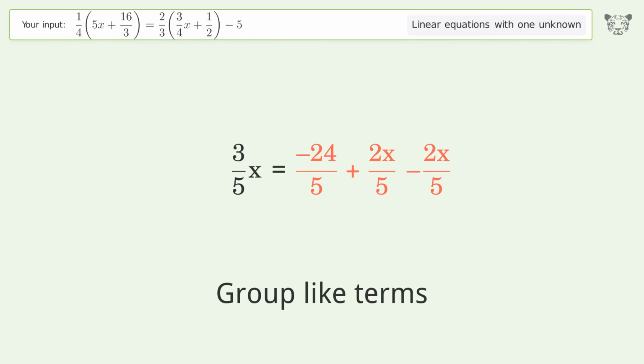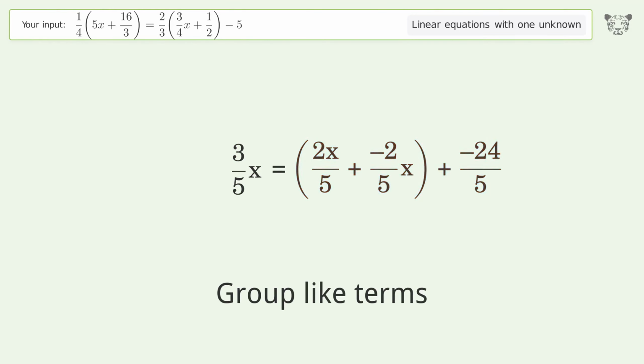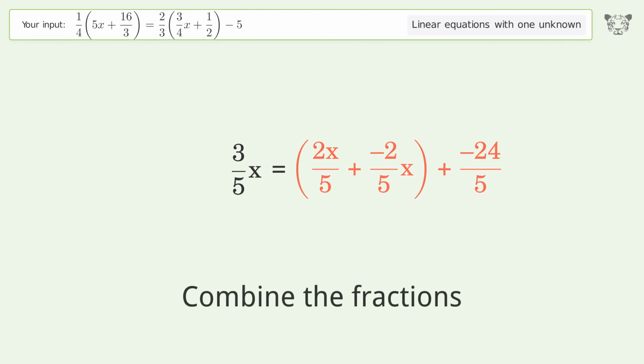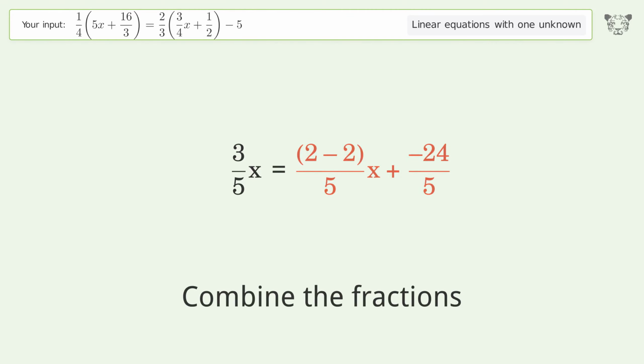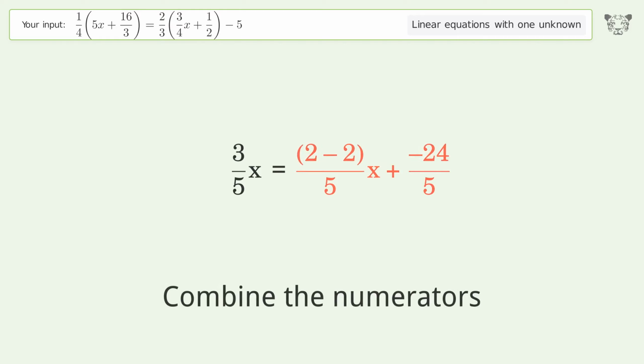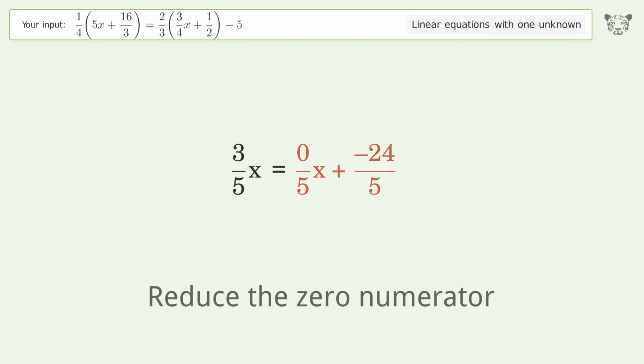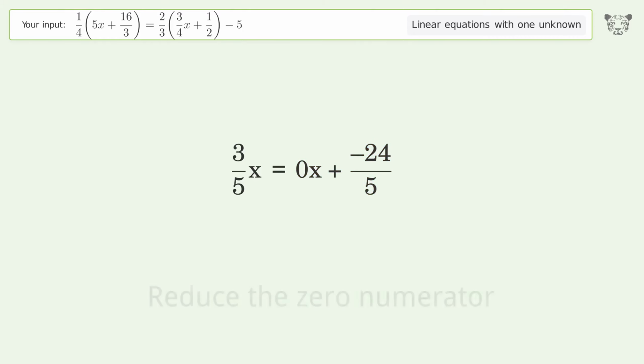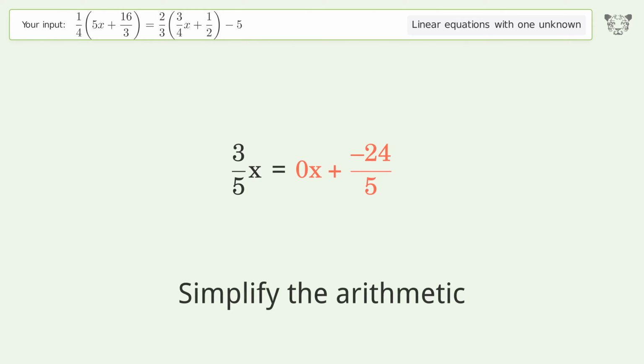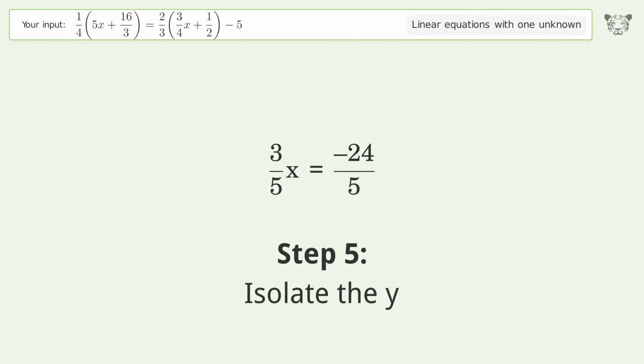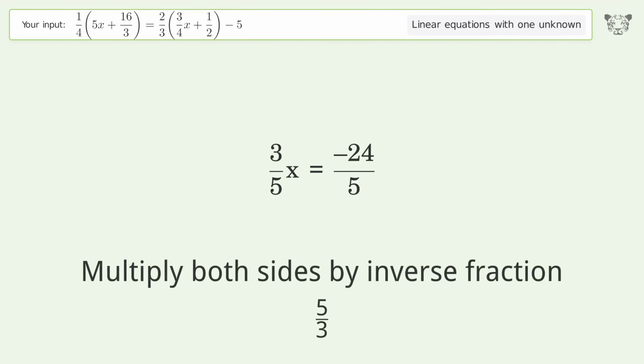Group like terms. Combine the fractions. Combine the numerators. Reduce the zero numerator. Simplify the arithmetic. Isolate the y. Multiply both sides by inverse fraction 5/3.